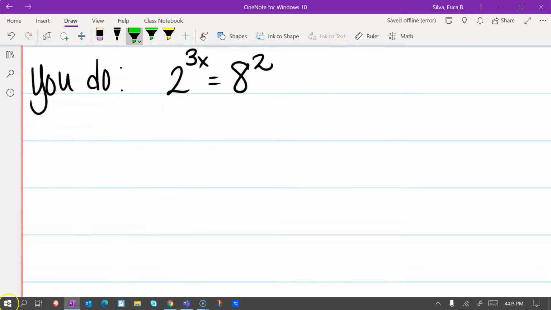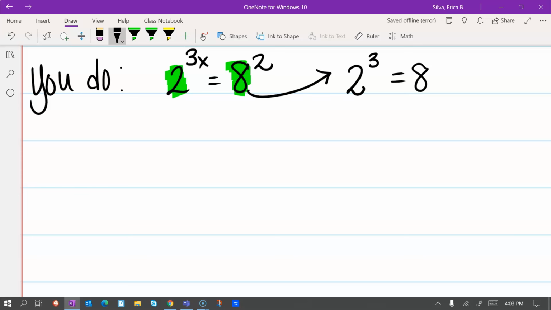Okay, now you do. If you notice, our bases are not the same. So again, we want to keep the base of 2. And 2 to the what power will give us 8? Well, 2 to the third power will give us 8.